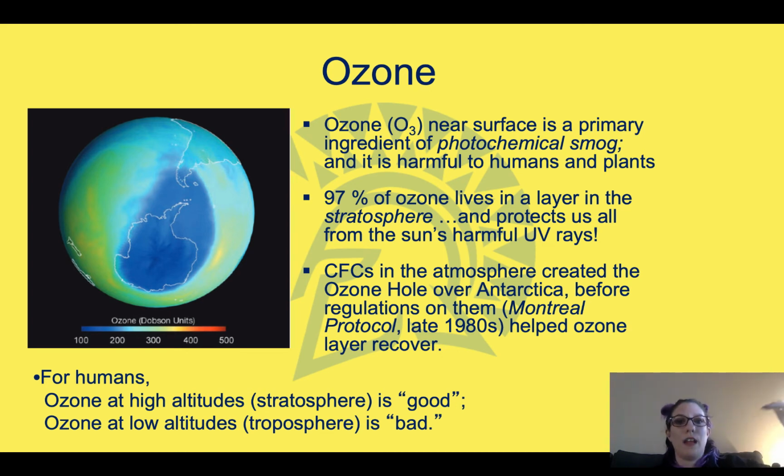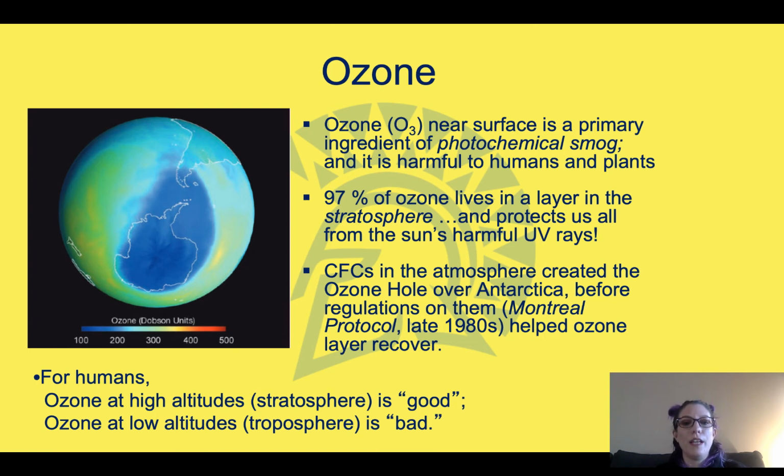We'll go over the layers of the atmosphere here. I think it's like one video from here. But 97% of it is higher up in a layer called the stratosphere. That's the ozone layer, and that is good because it protects us from all of the UV rays. It actually absorbs them, so we don't have to worry about them coming down to us, and that's a good thing because those UV rays would not be good for us.